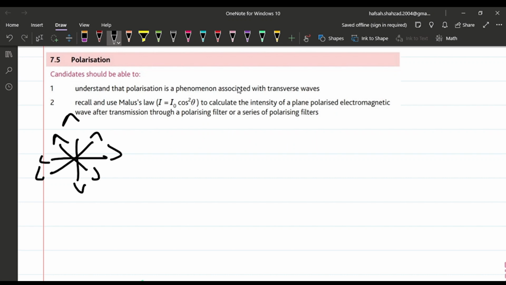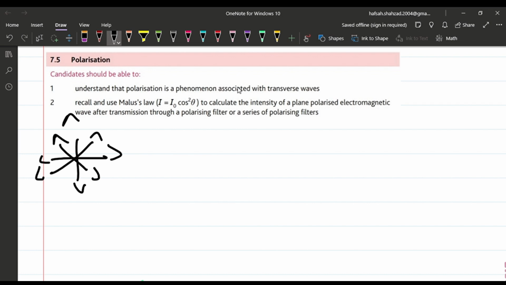Today we'll be discussing polarization. It's the last part of phase, and starting off, we'll be seeing how the phenomenon of polarization works. So I've drawn this diagram for you, and it's of a light and the particles orientation.